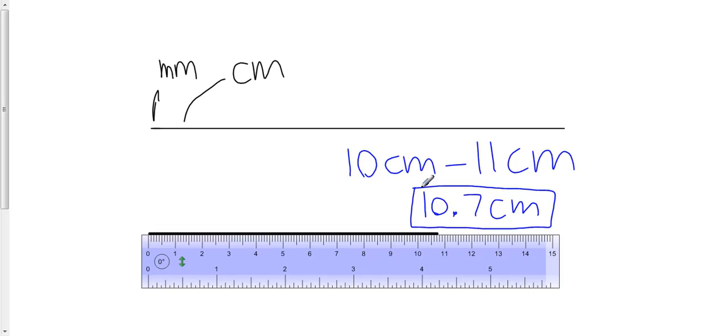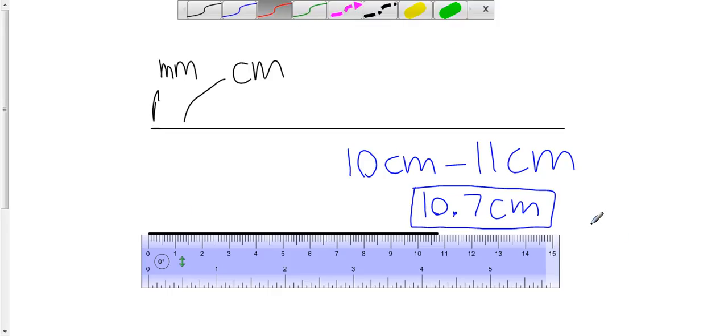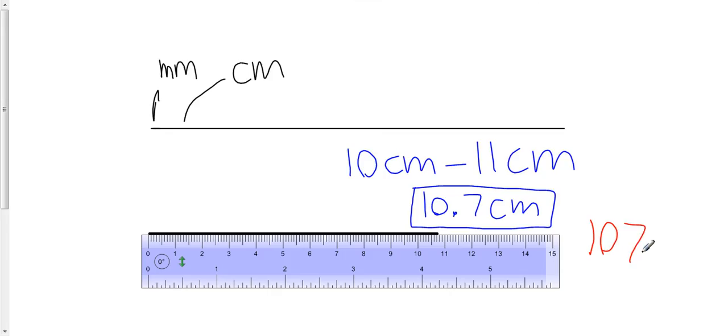Now, if I wanted to, I could actually express this in millimeters as well. And that's easily done because each of these little line segments is 1 millimeter. So each of these larger ones here is 10 millimeters. So I actually have 107 millimeters here.